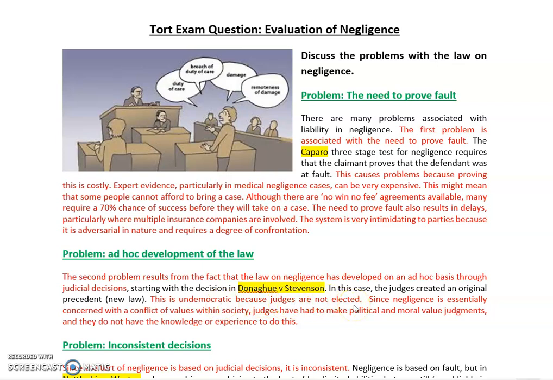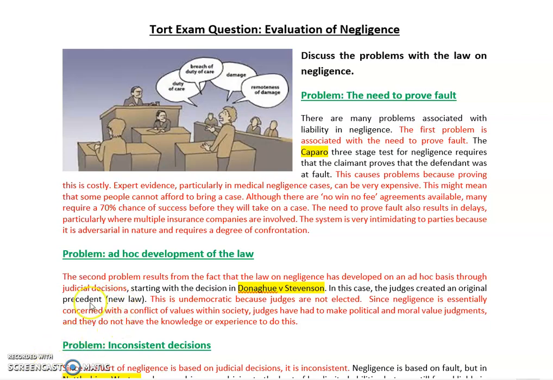And ideally, we want Parliament to be making law, we want to have parliamentary sovereignty, we want to have separation of powers. And since negligence is essentially concerned with a conflict of values within society, judges are in essence making political and moral value judgments, and they don't necessarily have the knowledge or the experience to do this. And as we've said, it's an undemocratic approach.